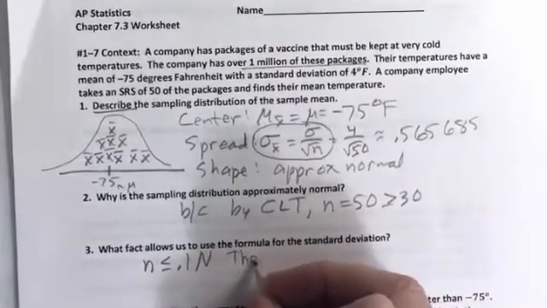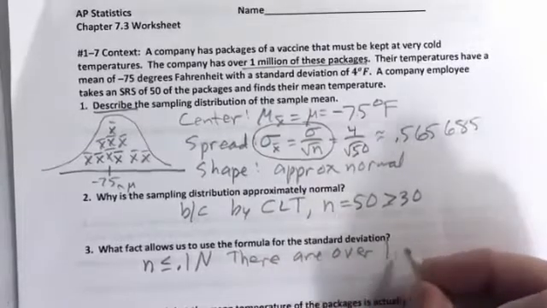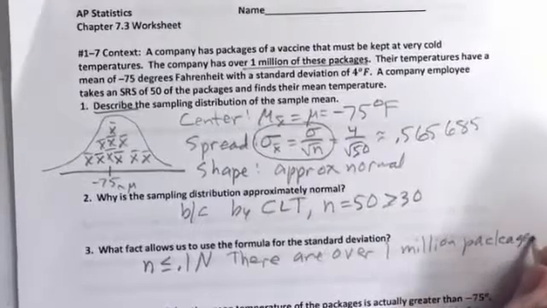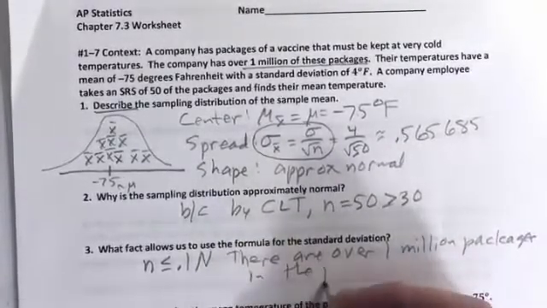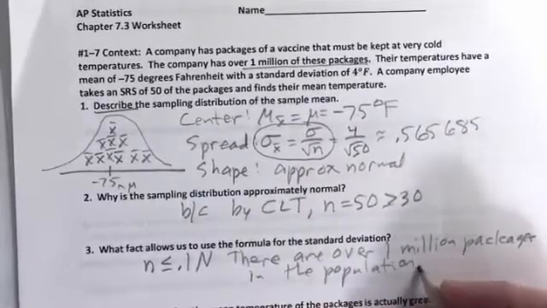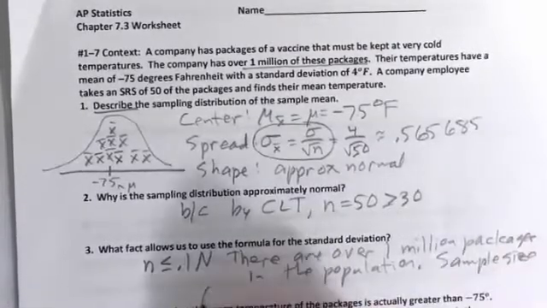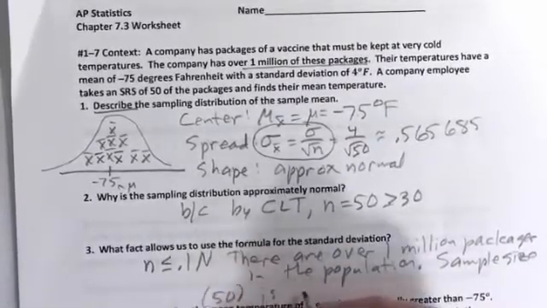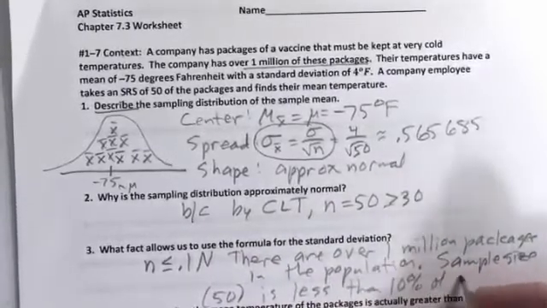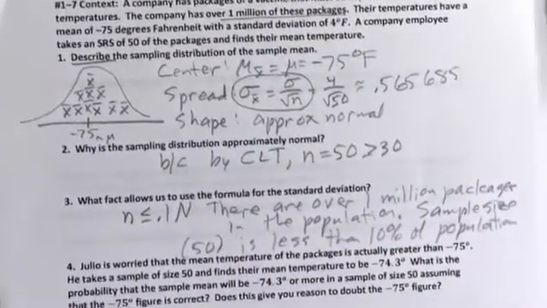So you would say there are over 1 million packages in the population, and thus the sample size, which is 50, is less than 10% of the population, because we are not using sampling with replacement. We're using sampling without replacement.